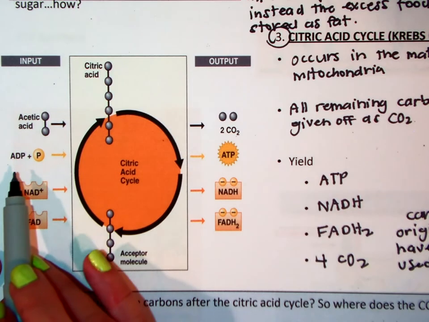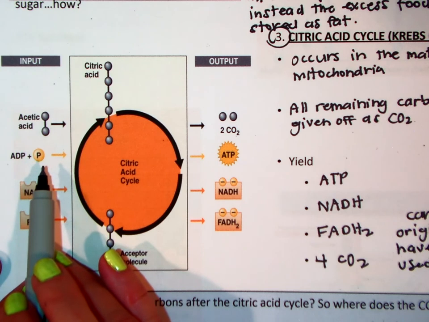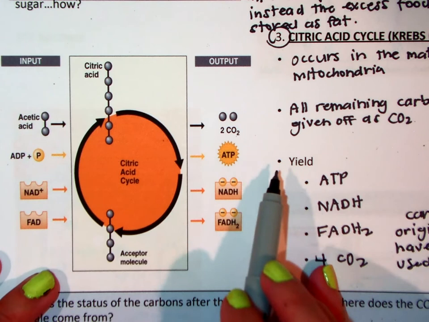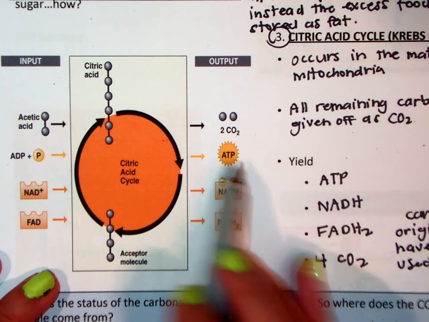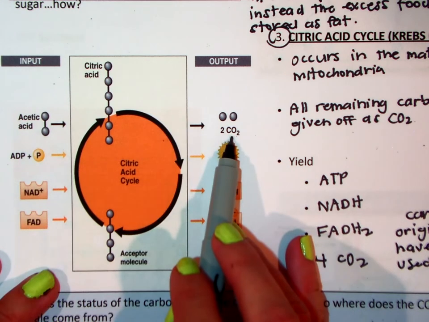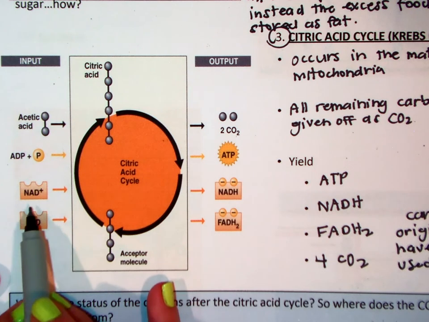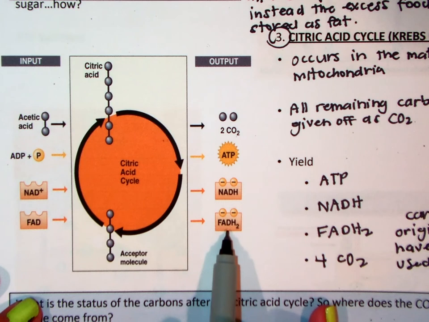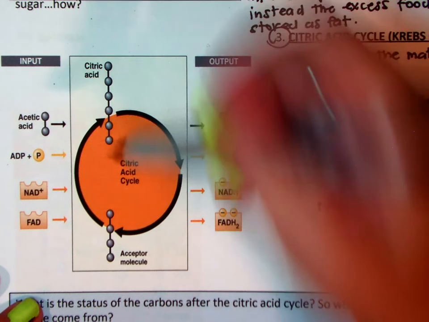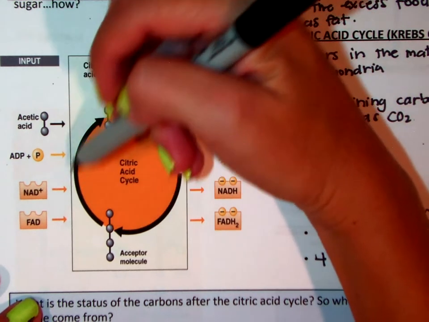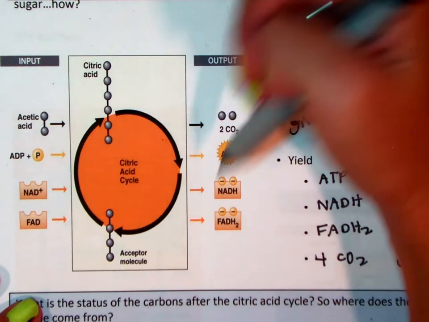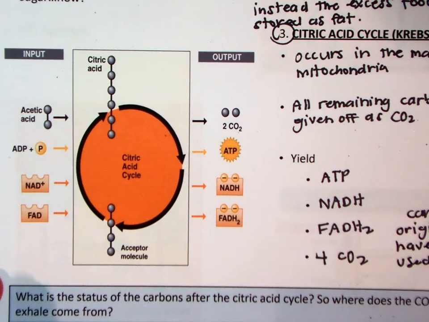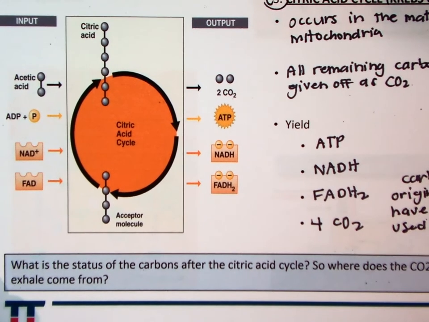We're also going to put in some ADP and phosphate. This is going to end up making ATP, some energy. These are going to end up being CO2. And then we're going to have these guys pick up some hydrogen ions and electrons. Alright? And then the process starts all over again. Okay? Can't believe that's all I have to tell you about the citric acid cycle.